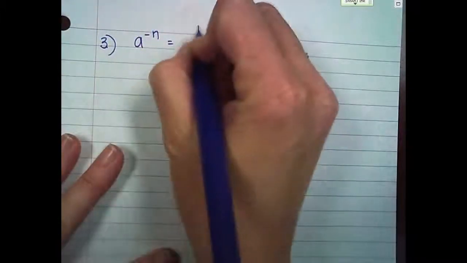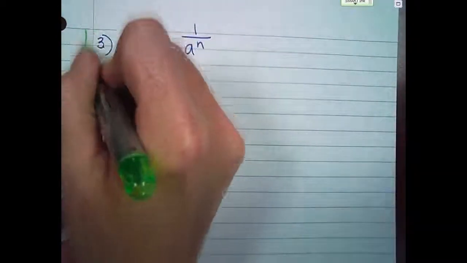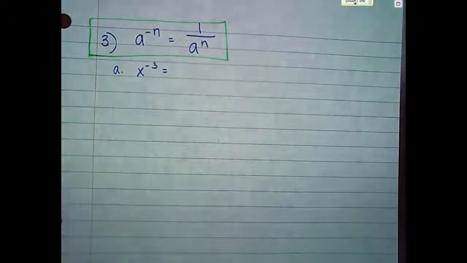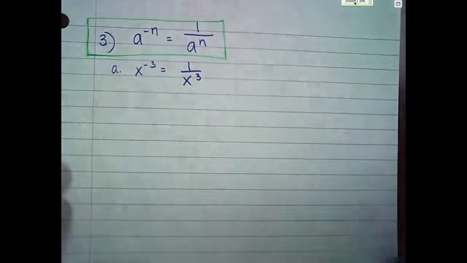Okay, so our next property is a to the negative n power is the same thing as 1 over a to the n. Understanding that, then what would x to the negative 3 power be? What is that negative exponent actually telling us to do? Where's it saying it goes? In the bottom, the denominator. Now, if that's confusing to you, here's a little think bubble for a second.